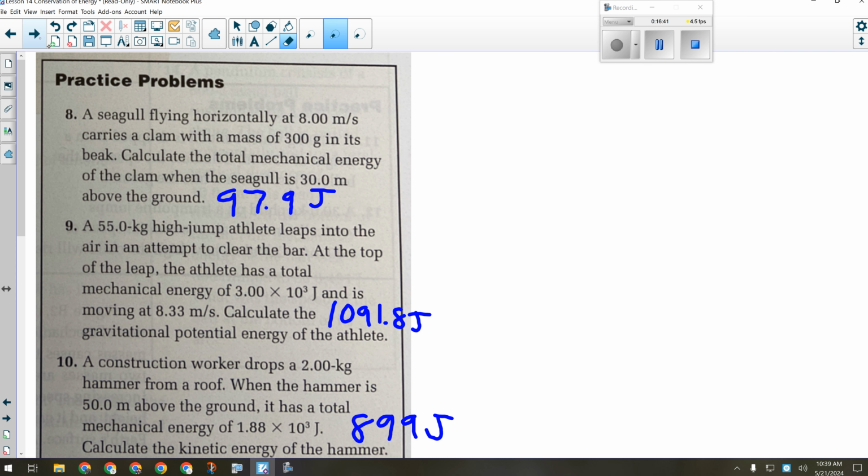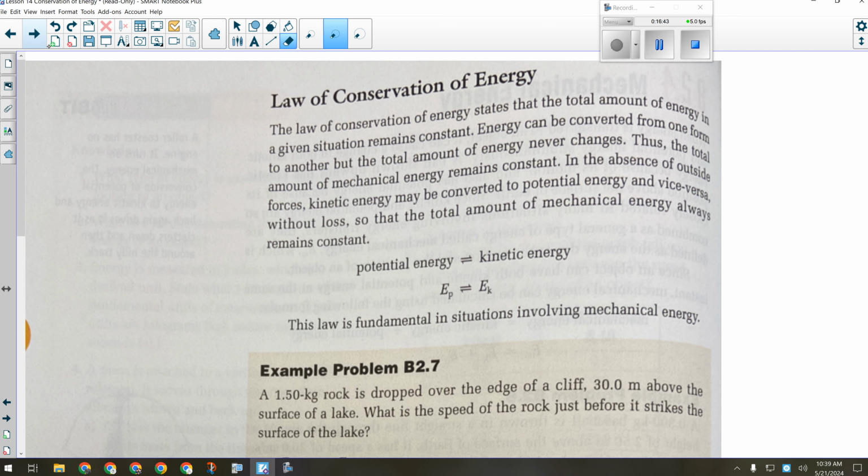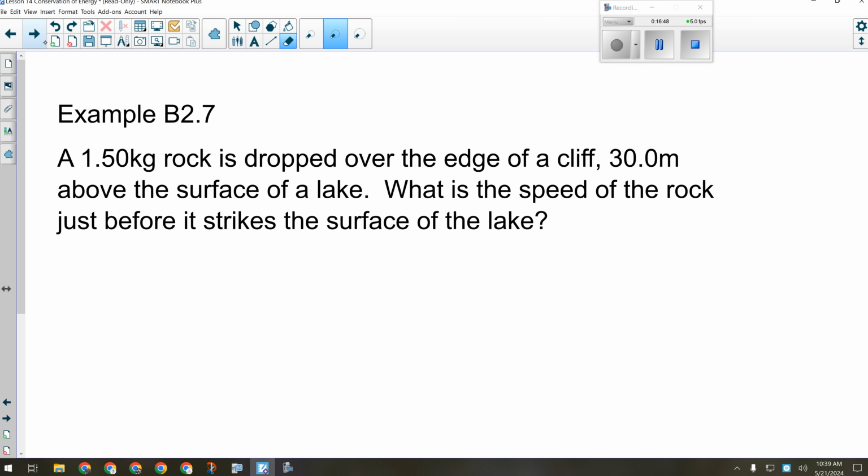We already did the seagull question. Okay, so let's try this one. You guys have this one in your notes already. It's in the notes package anyway. Okay, the dropping a rock question.